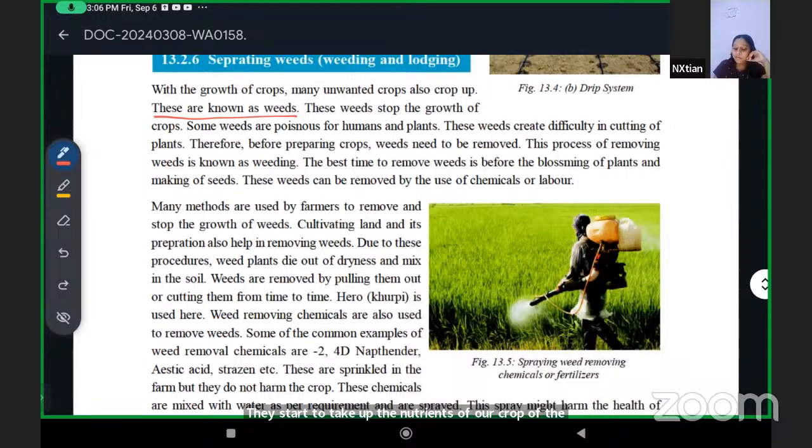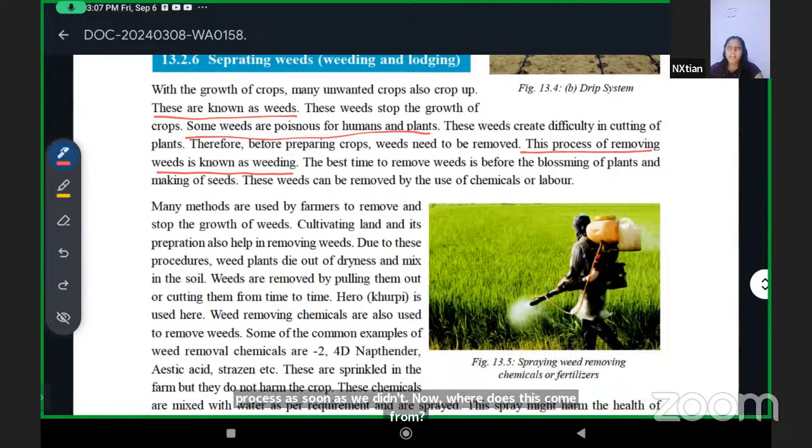Also, some weeds are poisonous for humans and plants. These weeds create difficulty in cutting off plants. Therefore, before harvesting crops, weeds need to be removed. This process of removing the weeds is known as weeding. When we remove the unwanted plants, the process is known as weeding. Now, where do these weeds come from? Where do the unwanted plants come from?